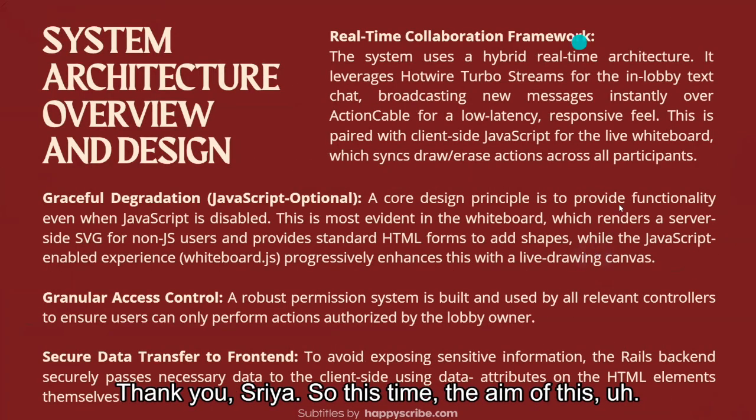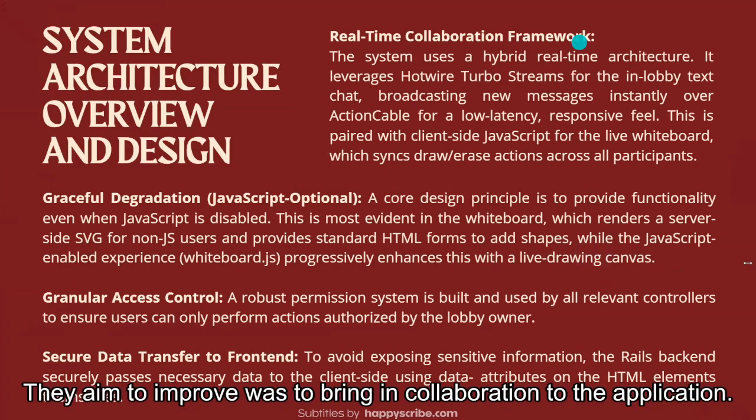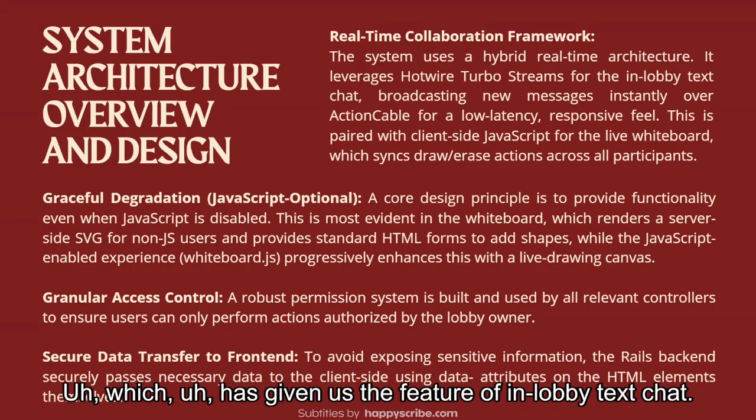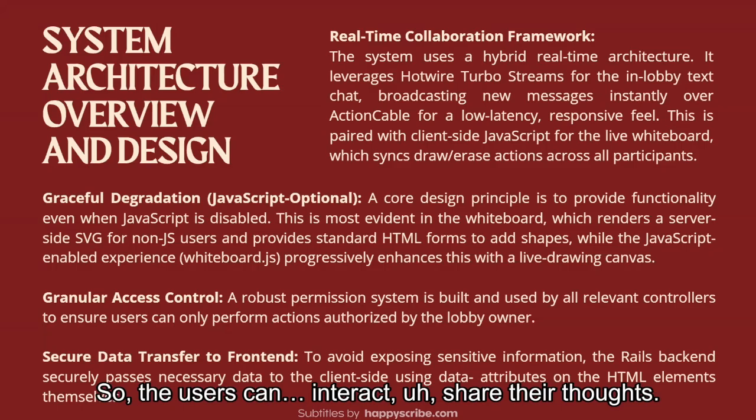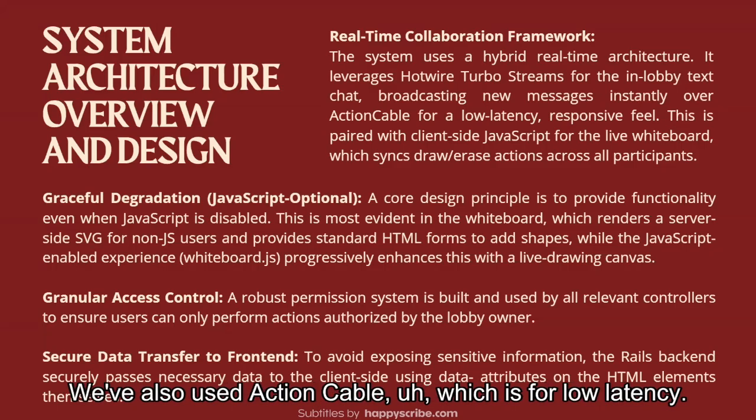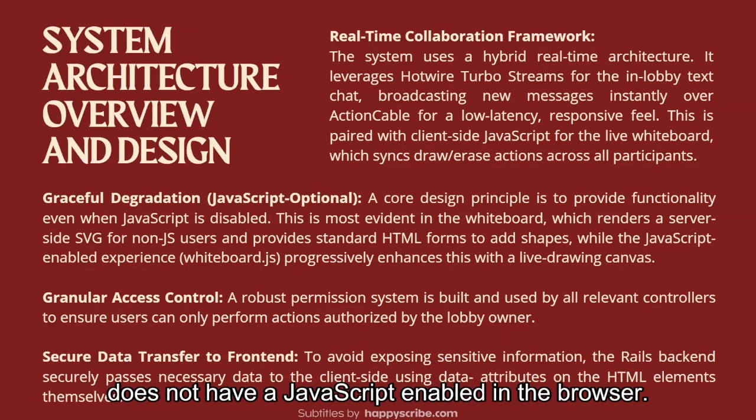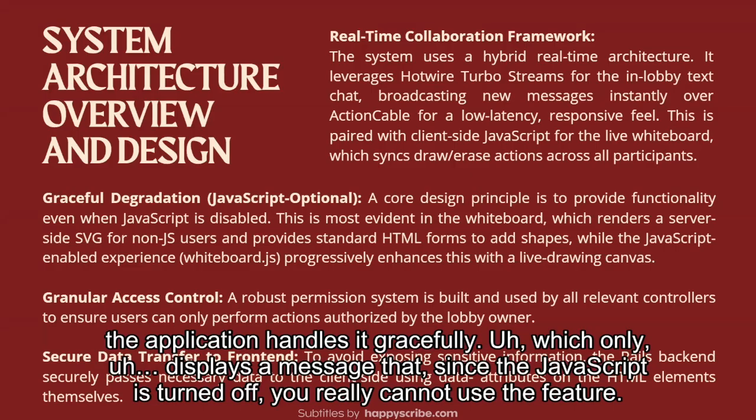Thank you, Shreya. So this time the aim was to bring collaboration to the application, so we've added the lobby feature. In order to do this, we have leveraged Hotwire Turbo Streams, which has given us the in-lobby text chat, so the users can interact and share their thoughts. We've also used Action Cable, which is for low latency. This has helped with the whiteboard feature. There's also JavaScript-optional support, which means even if a person does not have JavaScript enabled in the browser, the application handles it gracefully and only displays a message that since JavaScript is turned off, you cannot use the feature.